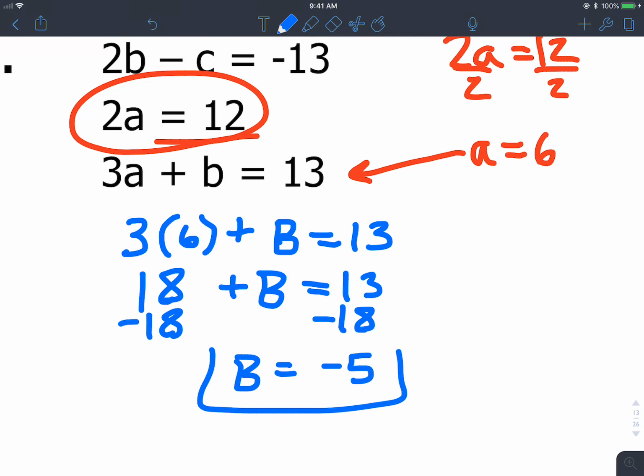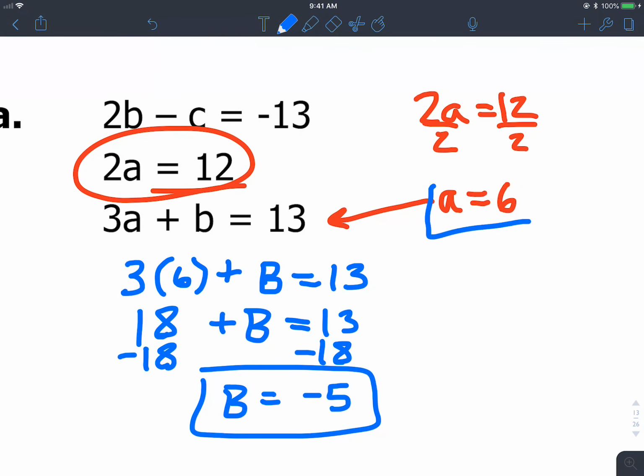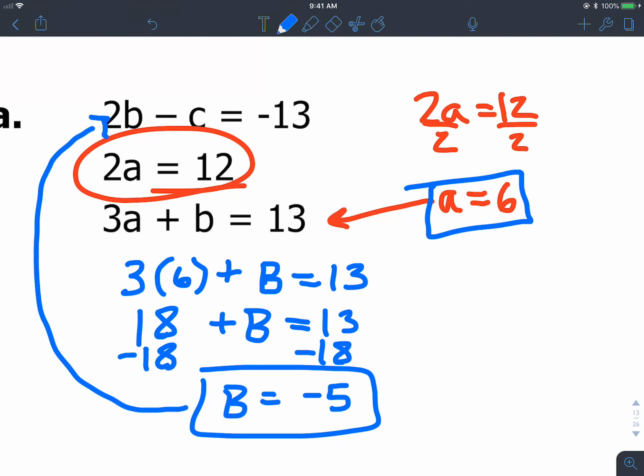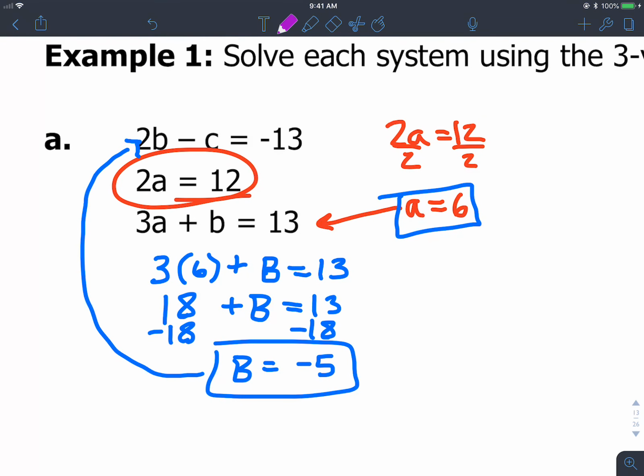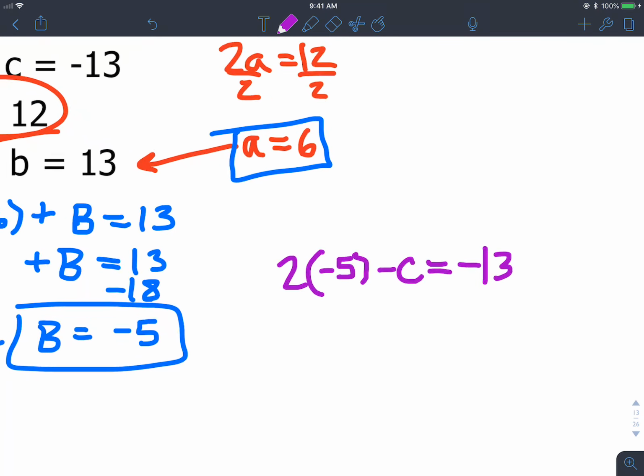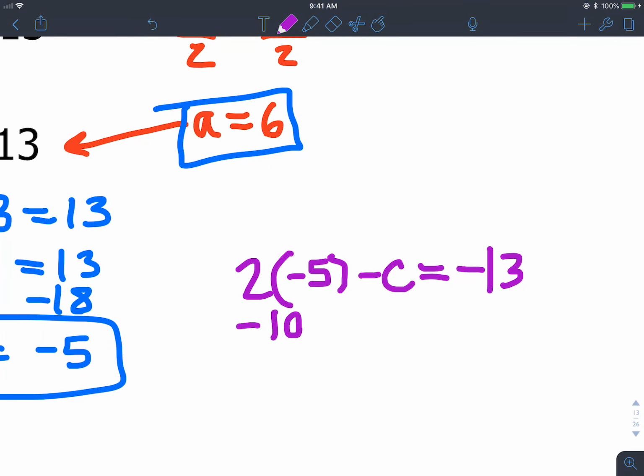Okay, so now we have a and b right there, and now we have enough information. If we take that b value that we just found and plug that into our first original equation, then we can find your final answer for c, and then you have all three of your variables. So we're going to go 2 times b, which was negative 5, and then minus the c value, and then equals negative 13. I believe that's negative 10. Whoops, I need to write it like this: negative 10 minus c equals negative 13.